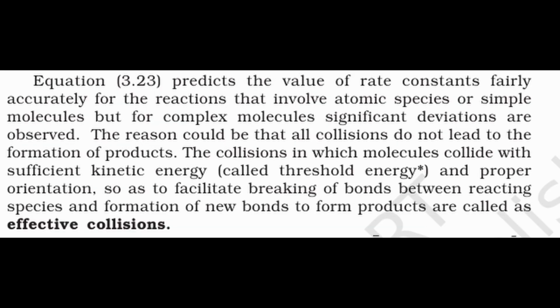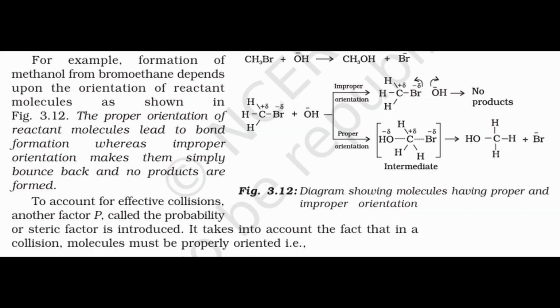However, just colliding is not enough for a reaction to occur. Only those collisions where molecules possess enough energy to overcome the activation energy barrier and collide in the correct orientation can successfully form products. These are known as effective collisions. For example, in the formation of methanol from bromoethane, the molecules must face each other in a specific direction. If the orientation is wrong, they simply bounce apart without reacting. To account for this requirement, collision theory introduces a factor called the steric factor, which represents the probability that colliding molecules are correctly aligned during a collision.